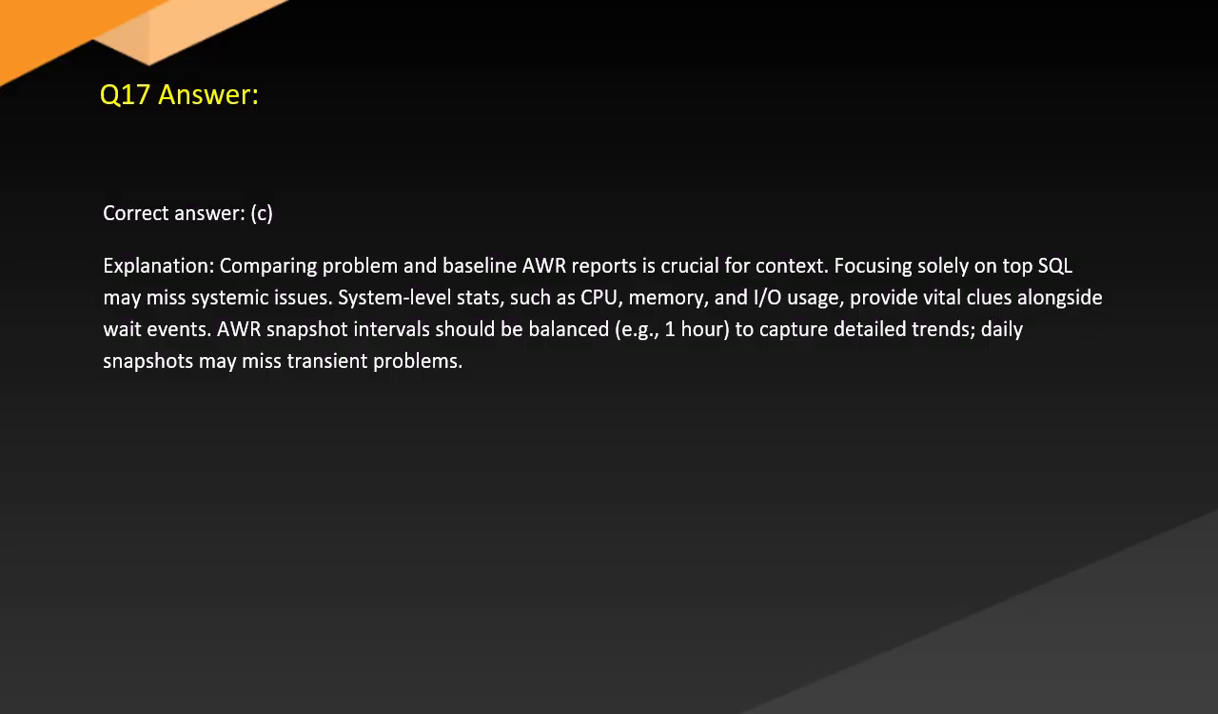Answer. Correct answer. C. Explanation. Comparing problem and baseline AWR reports is crucial for context. Focusing solely on top SQL may miss systemic issues. System-level stats, such as CPU, memory, and IO usage, provide vital clues alongside wait events. Snapshot intervals should be balanced, e.g. 1 hour, to capture detailed trends. Daily snapshots may miss transient problems.